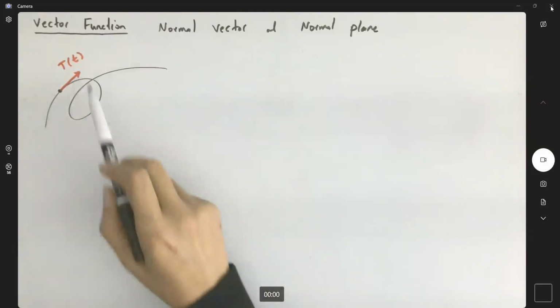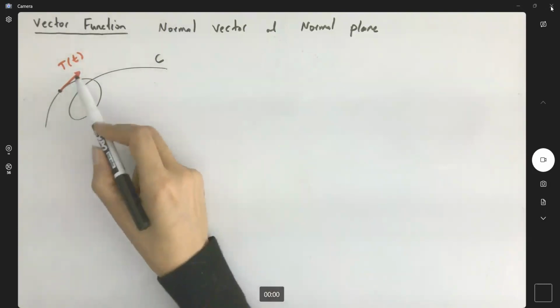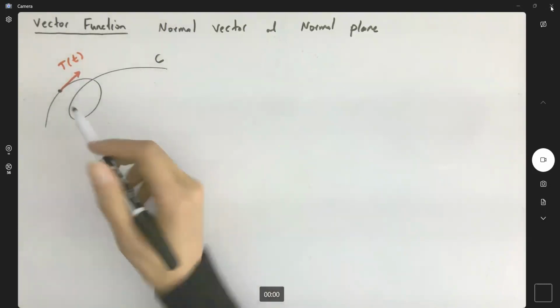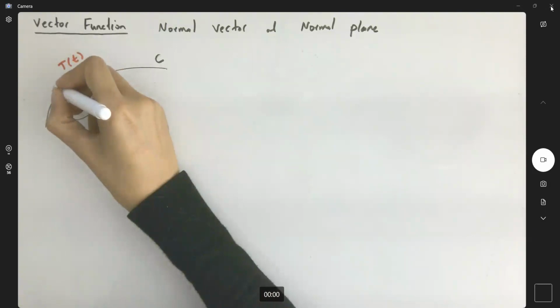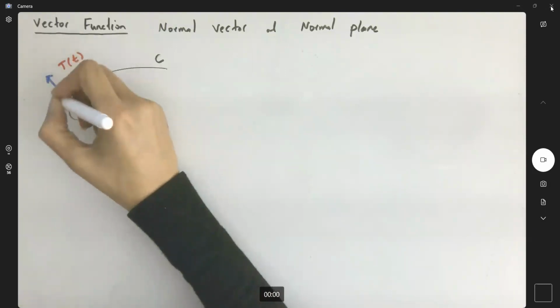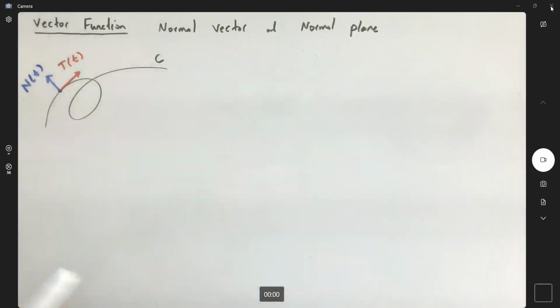So remember that if you have a curve, you can find the unit tangent vector to the curve, and also you're interested in finding a normal vector to the curve at this point. We're going to name this N of t. So how do we define that?